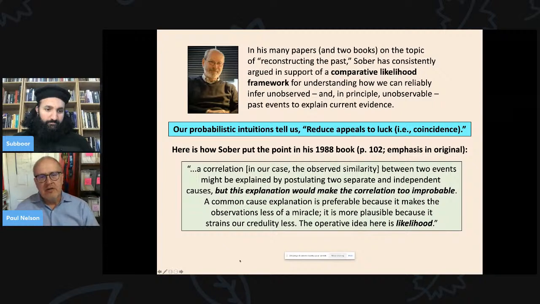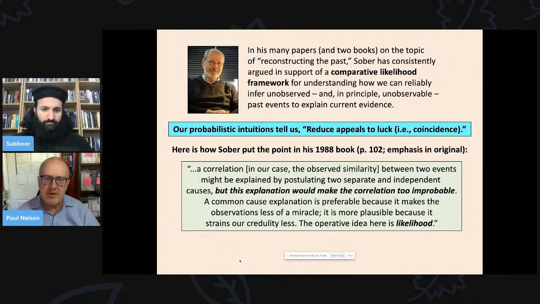A correlation, in our case, the observed similarity between 2 events might be explained by postulating 2 separate and independent causes, but this explanation would make the correlation too improbable. Okay, and those are his italics. A common cause explanation is preferable because it makes the observations less of a miracle. It is more plausible because it strains our credulity less. The operative idea here is likelihood.